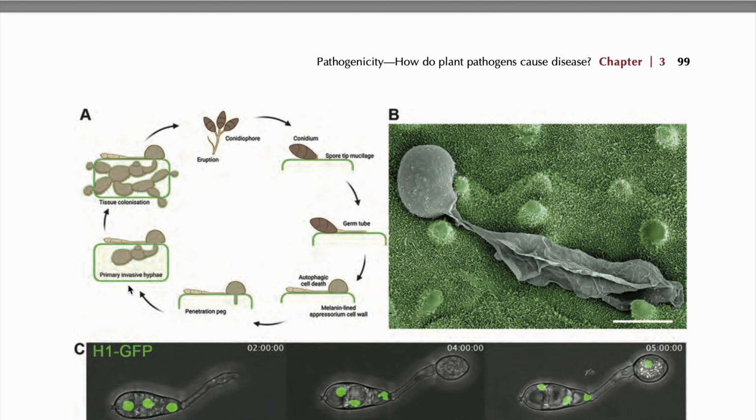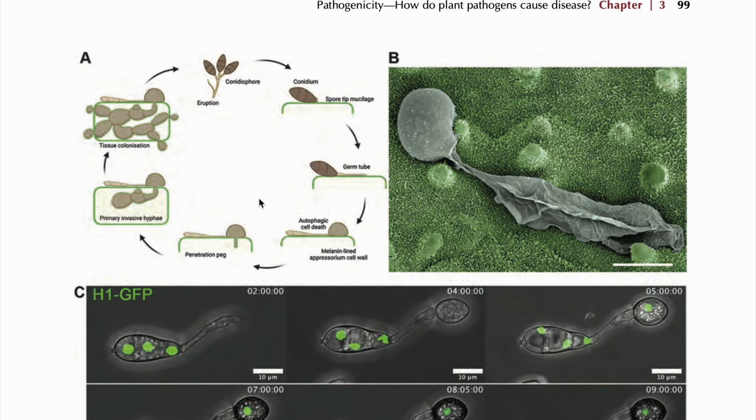Then the primary invasive hyphae will start spreading. Okay, the tissue will be colonized and then the pathogen will disseminate. From this it will erupt and the conidia will spread in the environment, which will help them target a new fresh healthy plant. Okay.